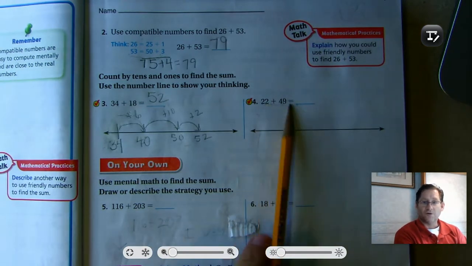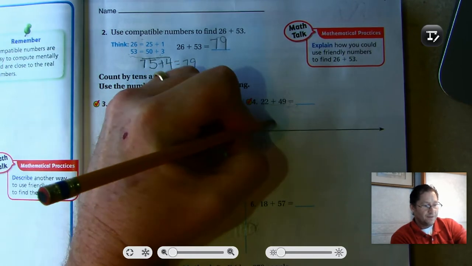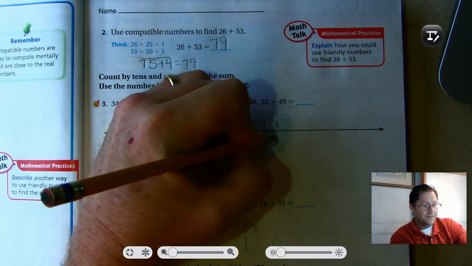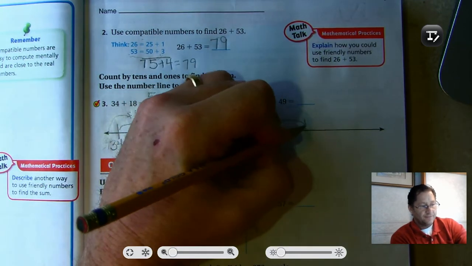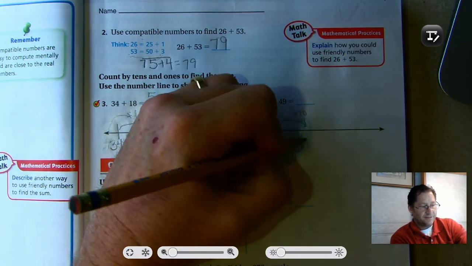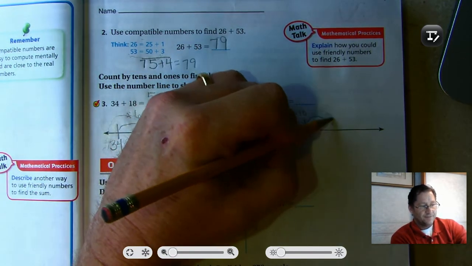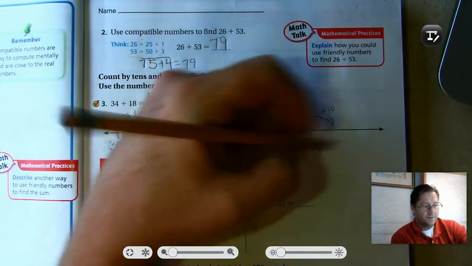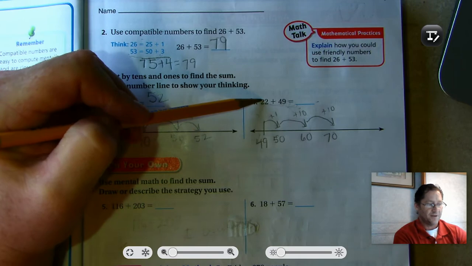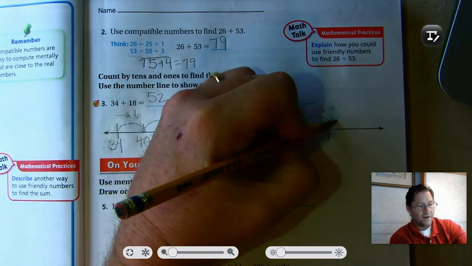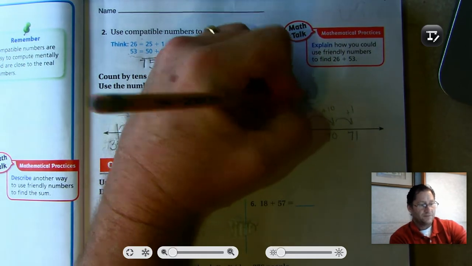Again, we want to start with the larger addend. So I'm going to start with 49. I'm going to quickly jump 1 to get to the nearest 10. And then I'm going to jump 10 more to get to 60. I'm at 11. Jump 10 more to get to 70. That's 10, 20, 21. I have to add 22. So now I have a jump of 1 more. So 71.